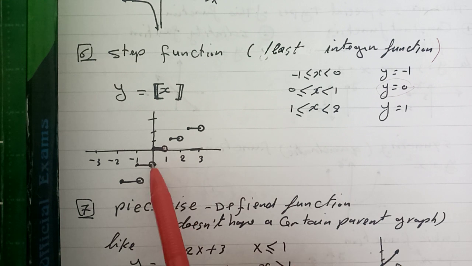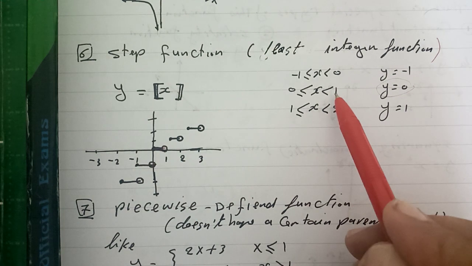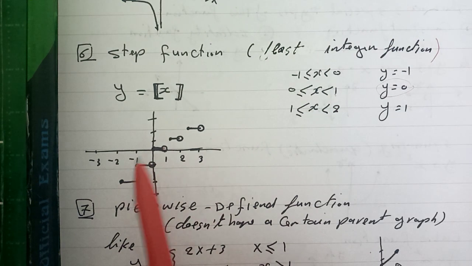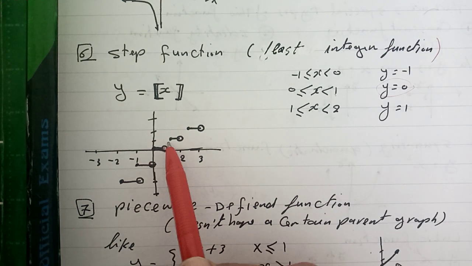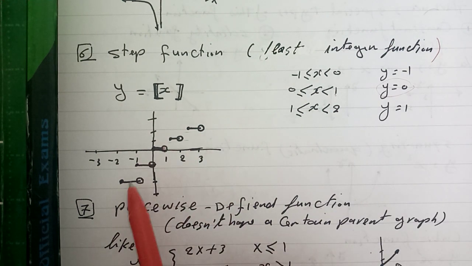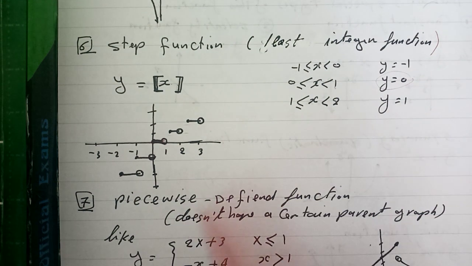Why is it open from here? Because the 1 is not included, but the 0 is included, so it's closed from here, and so on. This is called the step function.